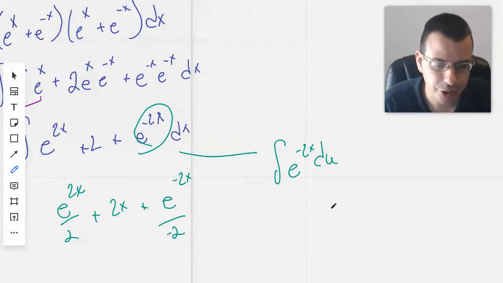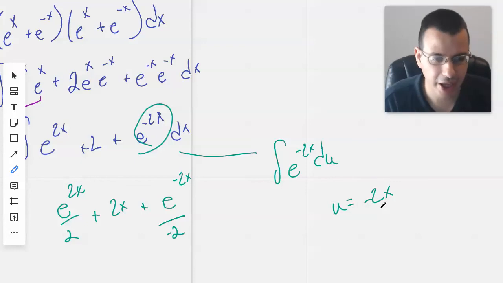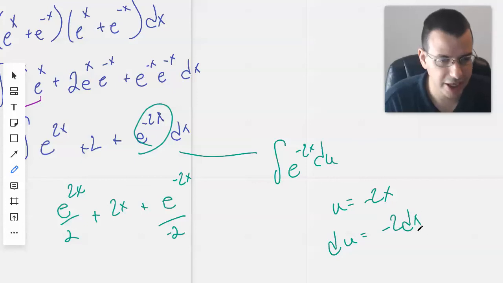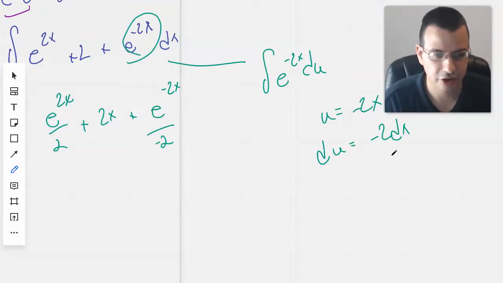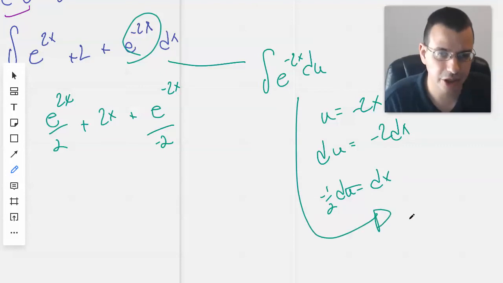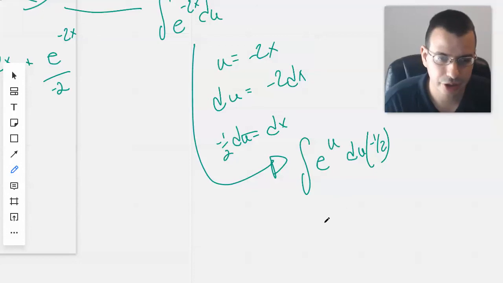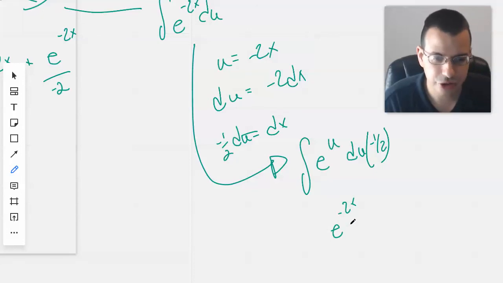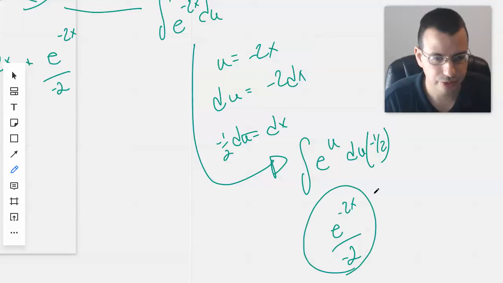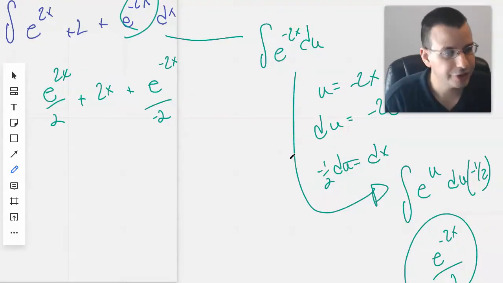So we have u equals negative 2x, du equals negative 2 dx. And then solving for dx, we have negative 1/2 du equals dx. So we bring this down here. We say, all right, so we have e to the u du, and there's a negative 1/2 in there. And so this becomes e to the negative 2x over negative 2. And that's what we did over here.